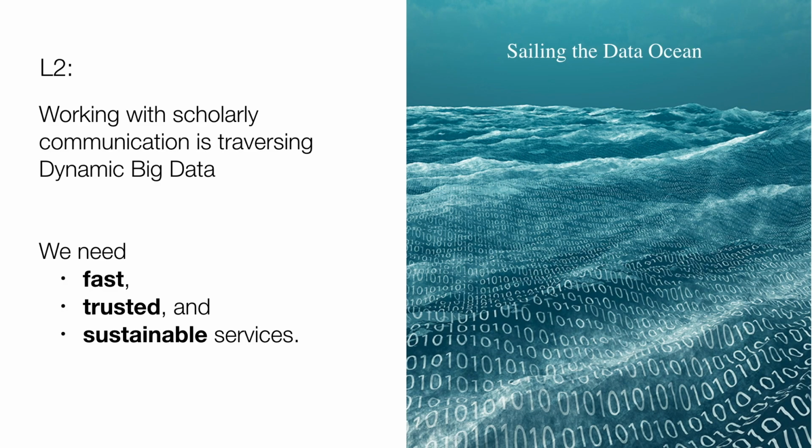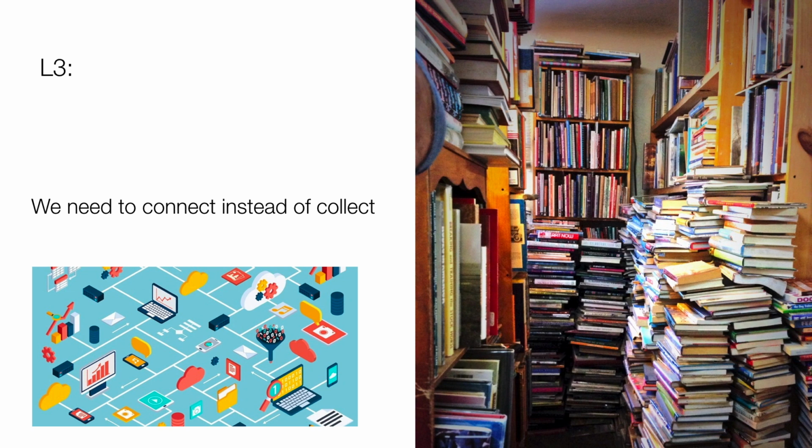The other thing that we learned was that working with scholarly communication is literally working with dynamic big data. To actually leverage the scholarly communication data, we need some kind of trusted services. We need fast services, and we need sustainable services. The last thing, following the last point, is that we need to start connecting information rather than collecting it.